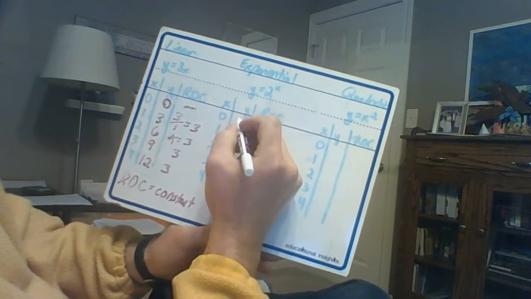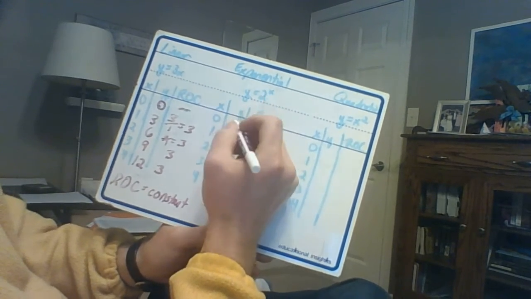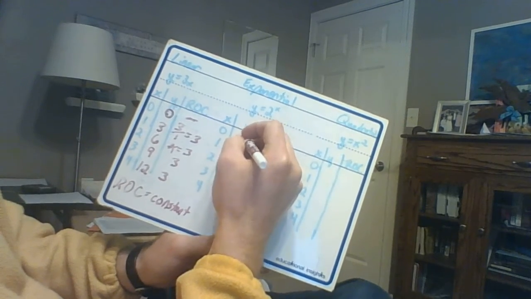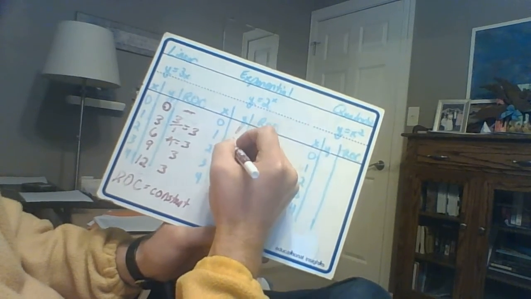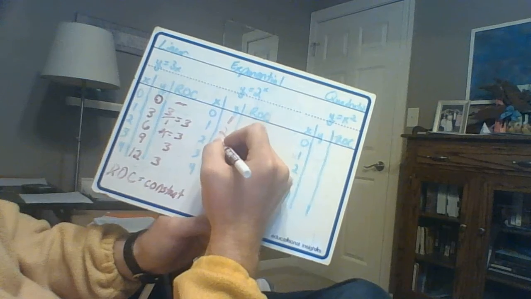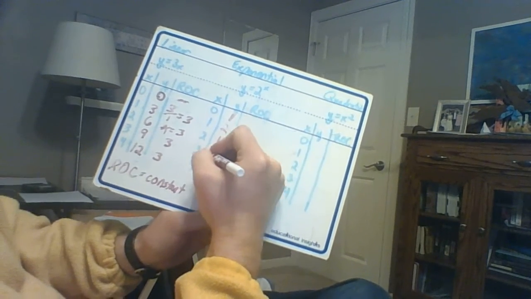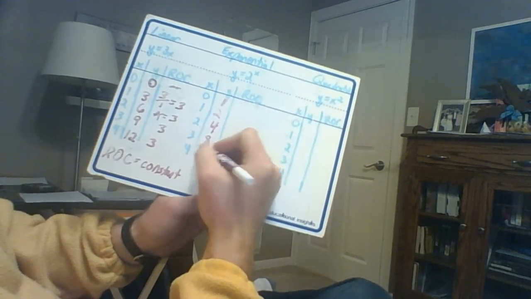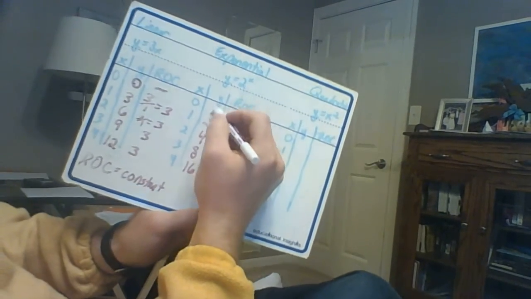Okay? Now with exponential, here we go. 2 to the 0 power is 1. 2 to the first power is 2. 2 to the second power is 4. 2 to the third power is 8. 2 to the fourth power is 16. Okay? So now let's do our rate of change.